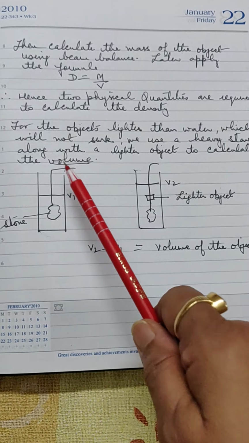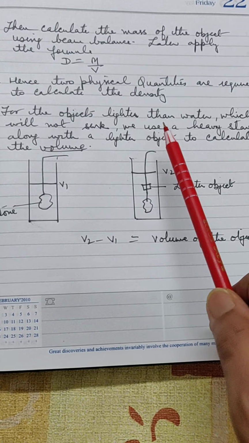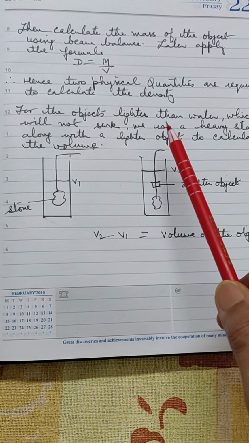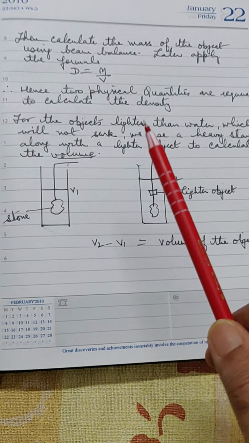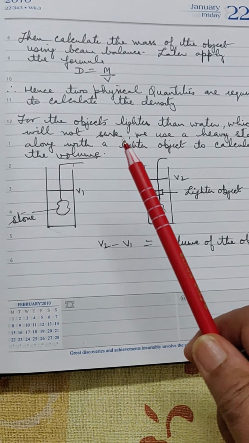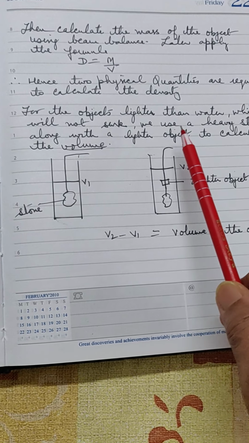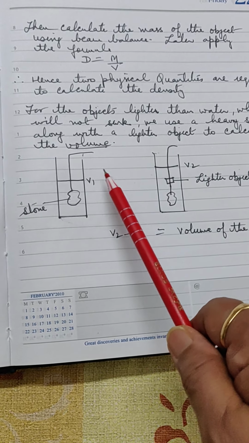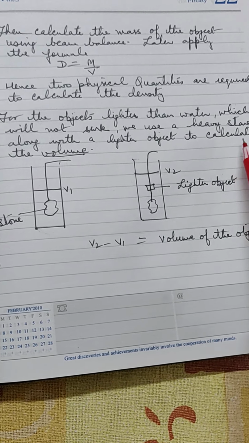Now, suppose the object is lighter than the water. It's an irregular object and it is lighter than the water. Then what will happen? If you drop it in the water, it will float on water. So you will not be able to calculate the volume. For that, what we do, we take a sinker. Sinker means we take a stone which is heavier than the water, and then we apply the same formula.